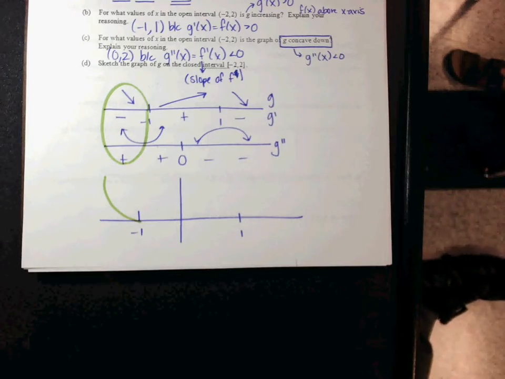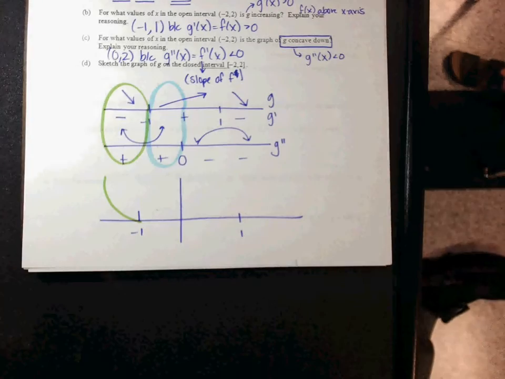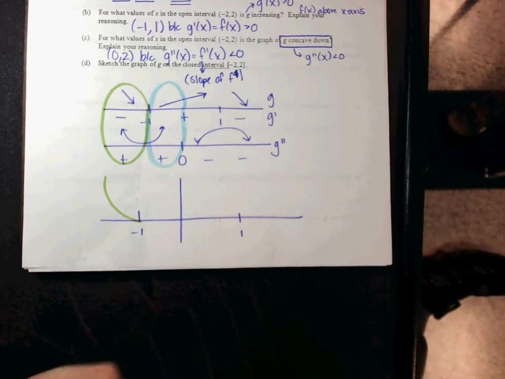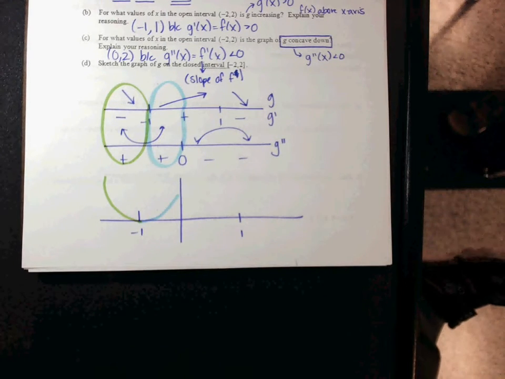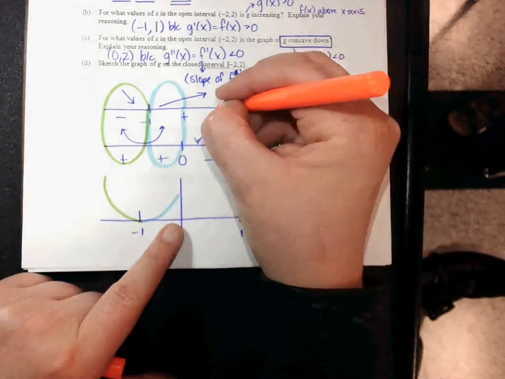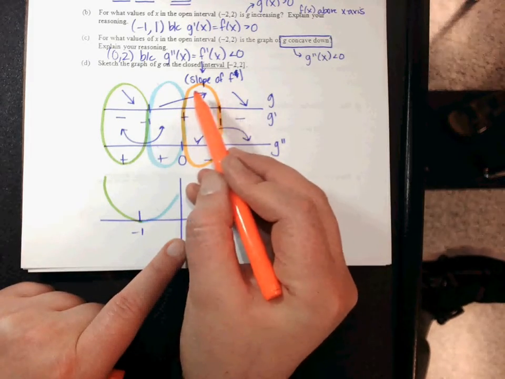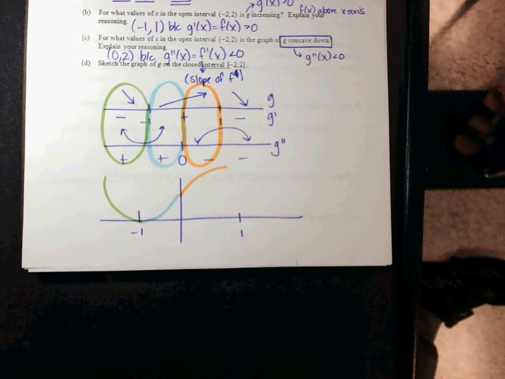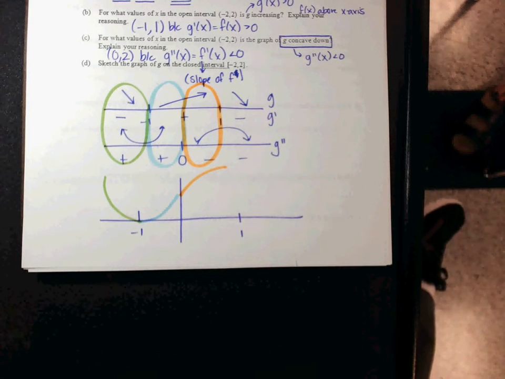Next chunk of my graph, here to here. What am I doing? Increasing or decreasing? Increasing how? Concave up. So that'd be like that. Okay, then at 0, I have to remark off my next section. So I'm going from 0 to 1. I'm still increasing, but what changed? Concave down. So you want to continue to be increasing, but this time now you're increasing concave down.